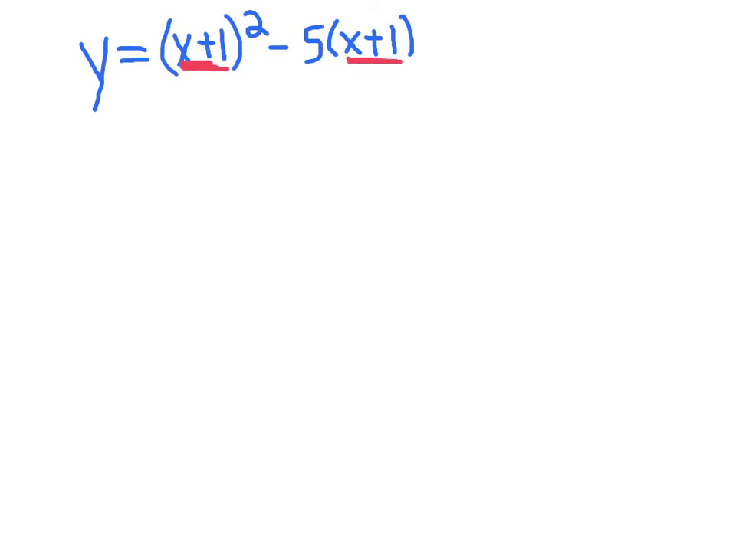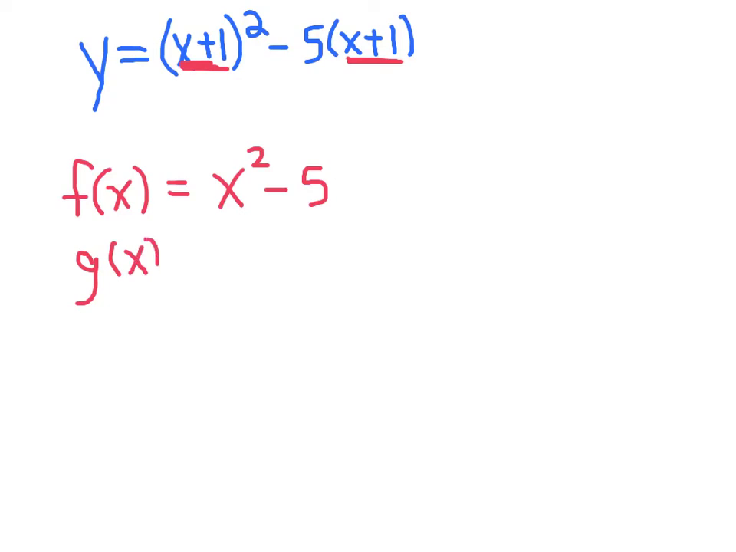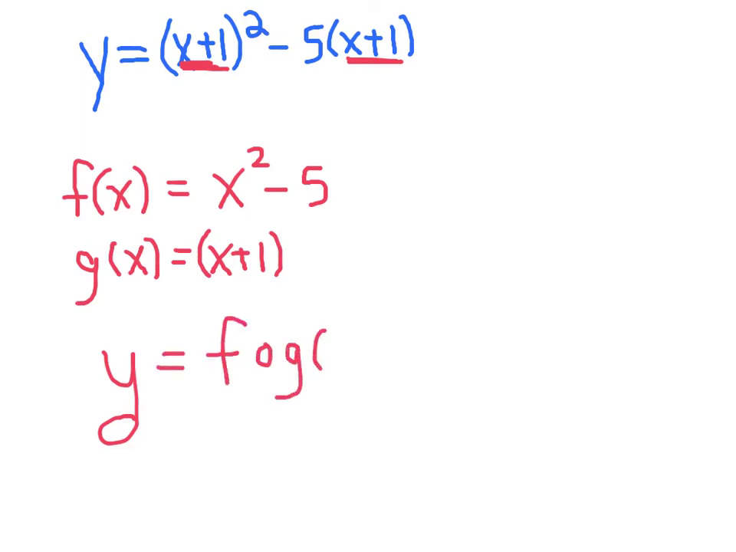Here's an easier one. Let's say you had y equals x plus 1 squared minus 5 times x plus 1. In this case, you notice they both have an x plus 1 in common. So I could decompose it by saying the first function is x squared minus 5. The second function is x plus 1, because that's what gets substituted into the other. And so the composite function y is made up of f of g of x.